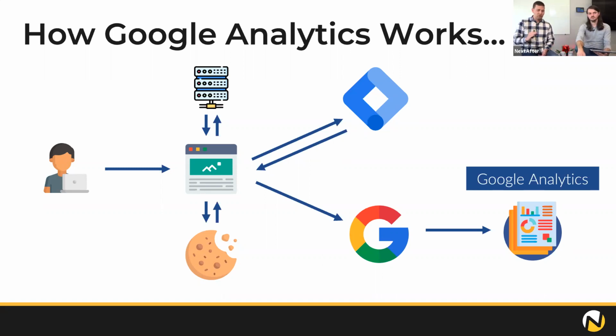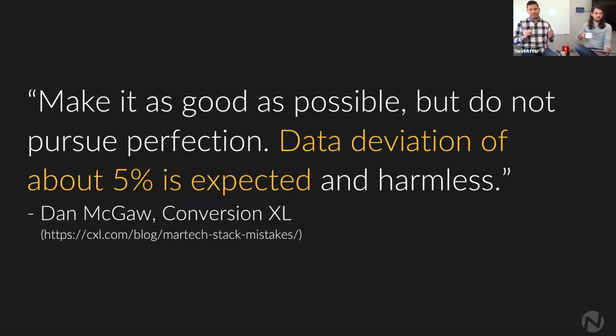That's why even Google has said Google Analytics will not be 100% accurate. I tried to find the exact percentage, but there's a handful of different resources you can pull on. One from Conversion Excel, great site, great resources. They point out that data deviation of about 5% is expected, and it's harmless. So we're not using it to report on how much money we raised exactly. We're supposed to use it to report on trends.